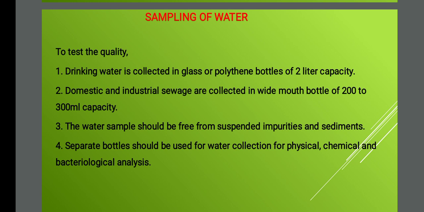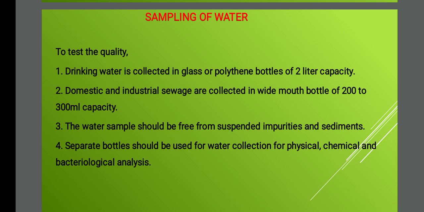If it's meant for domestic or industrial sewage water, you have to take a wide mouth bottle, and the water you have to collect is 200 to 300 ml capacity. The third point is that the water sample should be free from suspended impurities as well as sediments. And next, separate bottles should be used for water collection for physical, chemical as well as biological analysis. It's clear?